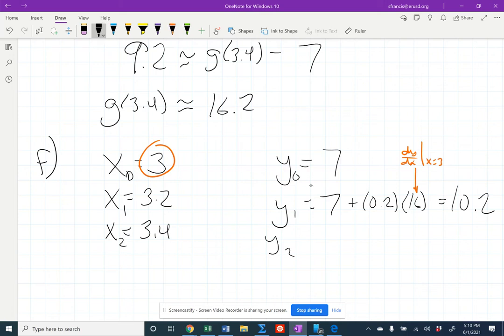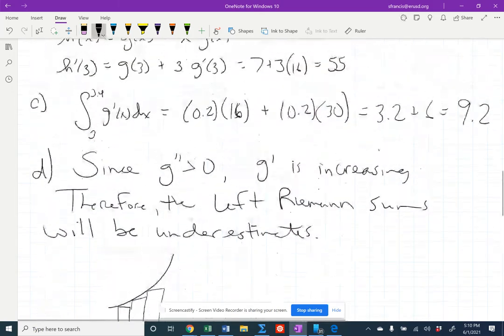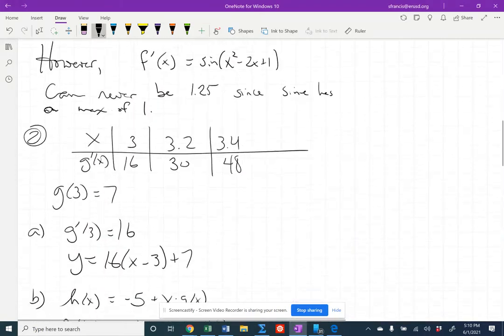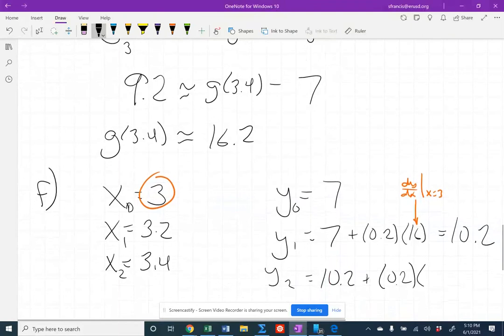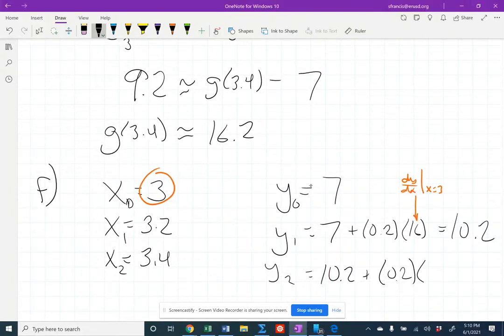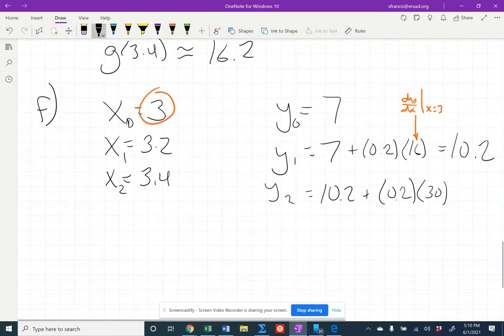Okay, so going back here, the second one's going to be that 10.2. I'm putting it as a subscript. Plus another equal step size times g prime, excuse me, of 3.4, which I got to go back up to the table. No, not 3.4, 3.2. Got to use the previous x value, so 30. I said the right y value, I just said the wrong x value.